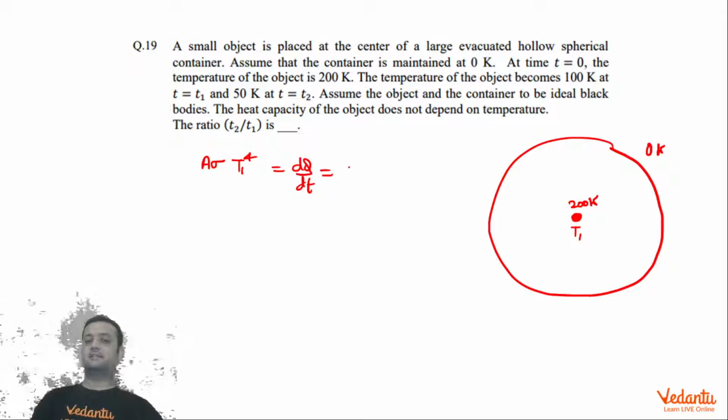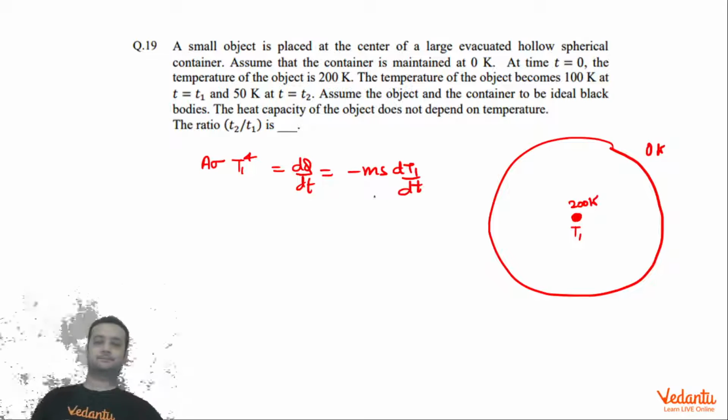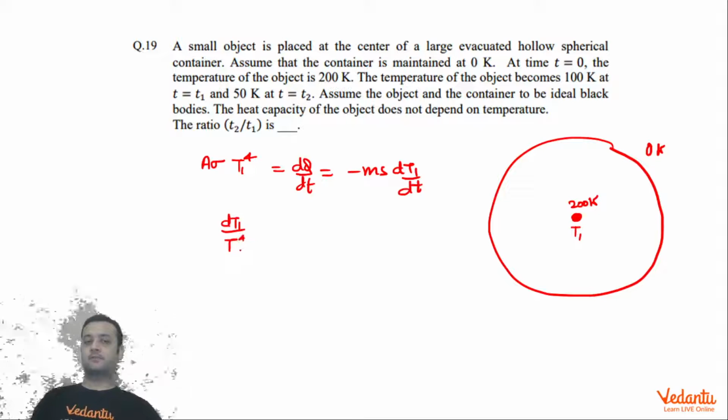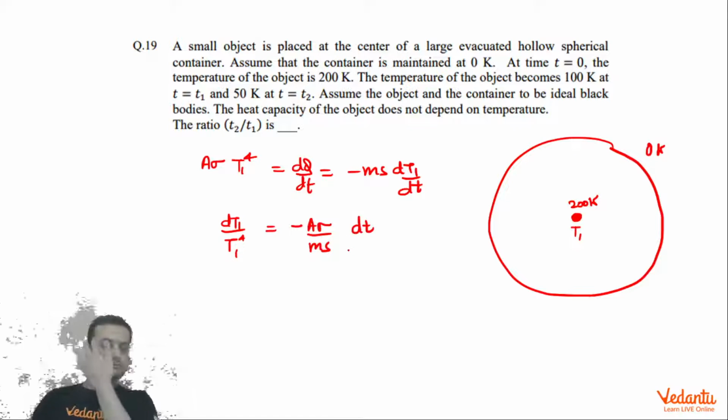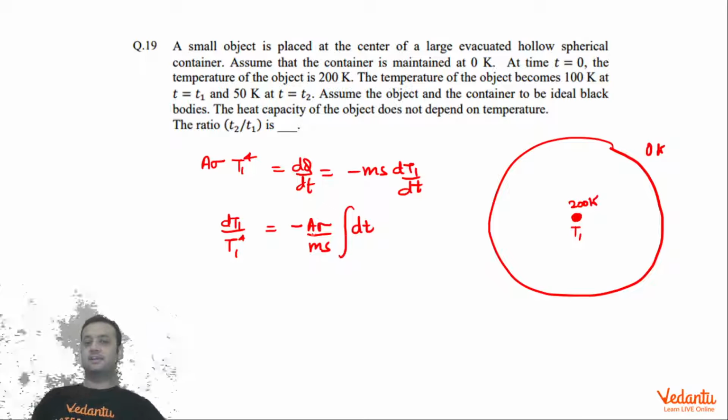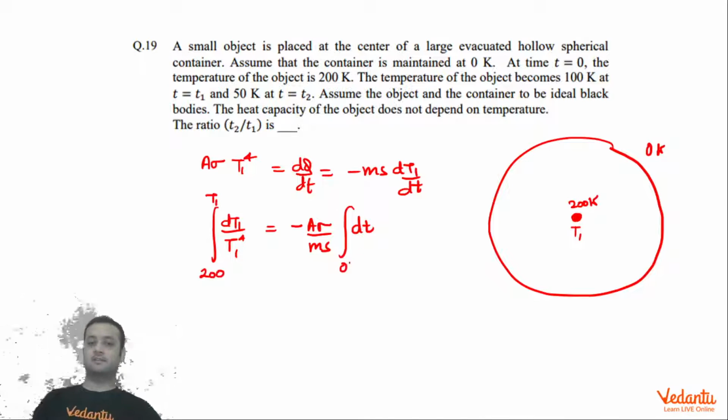And this can be written as minus ms into dT1 by dt. Right, T1 is the instantaneous temperature of this body. Okay, now from here we can see that dT1 upon T1 to the power 4 should be equal to A sigma upon ms, minus into dt. Right, we can integrate this. So the value of T1 initially was 200. Let's say at any time t it becomes T1. This will be from 0 to t.